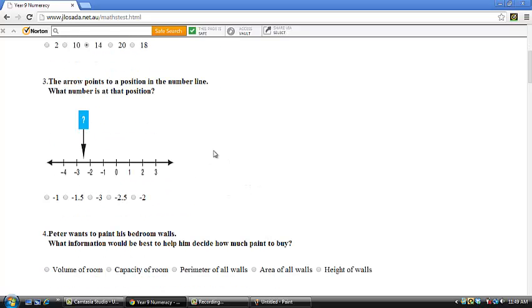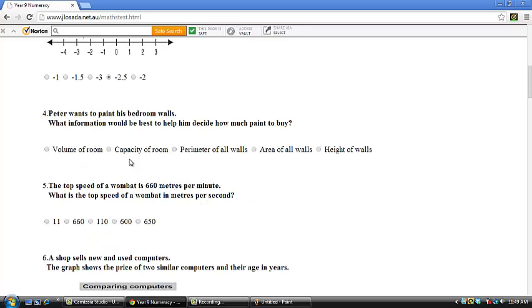For the third question, we have the arrow points to a position in the number line. What number is at that position? It is very clear that the position is minus 2.5. The fourth question states, Peter wants to paint his bedroom walls. What information will be best to help him decide how much paint to buy? Obviously, it's not the volume of the room, it's not the capacity, also it's not the perimeter of the walls, it's the area of the walls that we need to know.